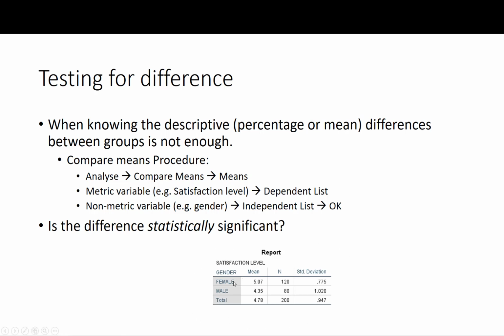As we see here, we've got testing for satisfaction levels between females and males. The mean for females in terms of satisfaction level is 5.07, whereas the satisfaction level mean for males is 4.35. So we could report that females have a higher satisfaction level than males, but what we can't report is whether this difference is statistically significant, i.e., does it actually matter?